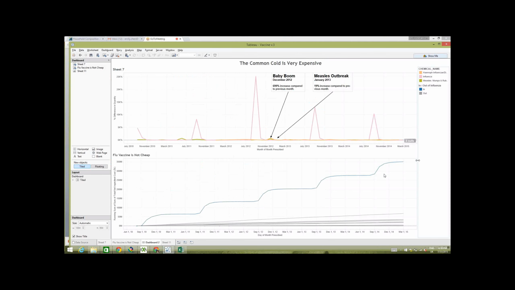So on the bottom here, the flu vaccine is not cheap, so I have it as a running total of net ingredient cost. So how much does it cost the system? You see all the other vaccines are here, and the one that's constantly going bigger and bigger over the years is the flu vaccine. So even over time, as we accumulate the cost, the other vaccines can never really catch up, which obviously makes sense considering significantly more people get the flu vaccine.